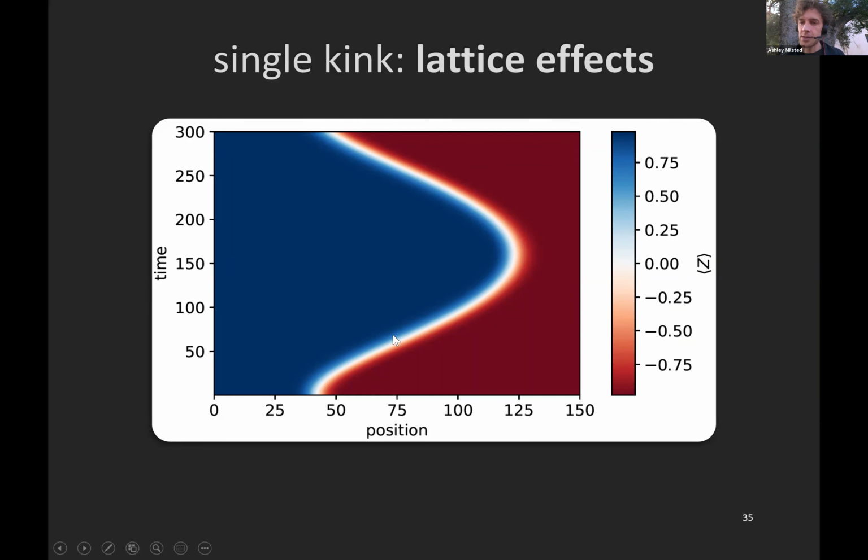Now, this might seem a little strange, but it's an expected effect of the lattice. But what can we see from this plot? We can see that the kink, apart from this strange behavior, is stable. It doesn't decay into other particles, at least up to good approximation. But we do have this strange oscillatory behavior over long times. So let me first explain what's going on there.